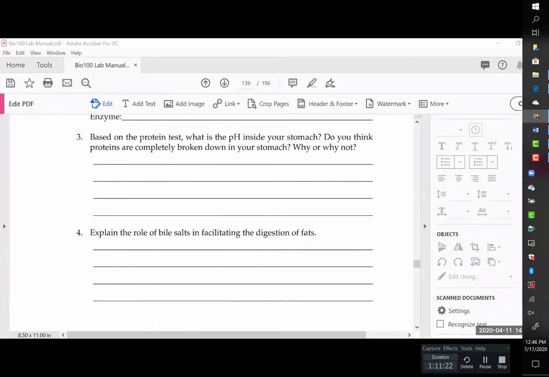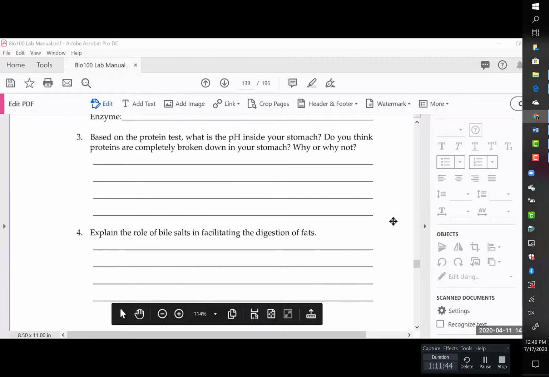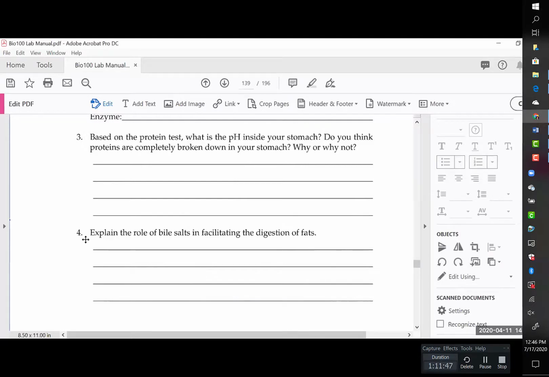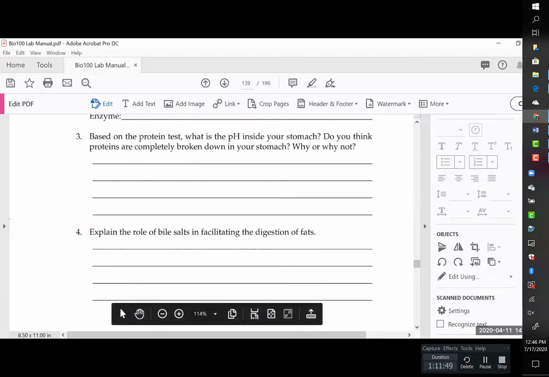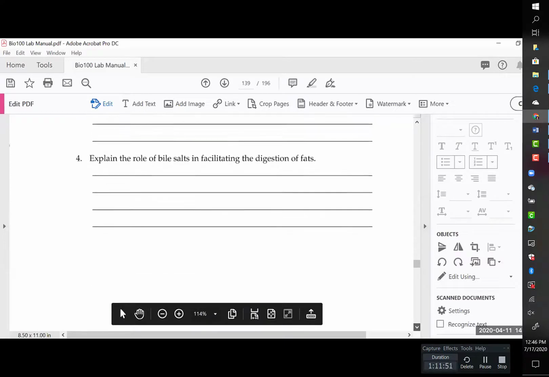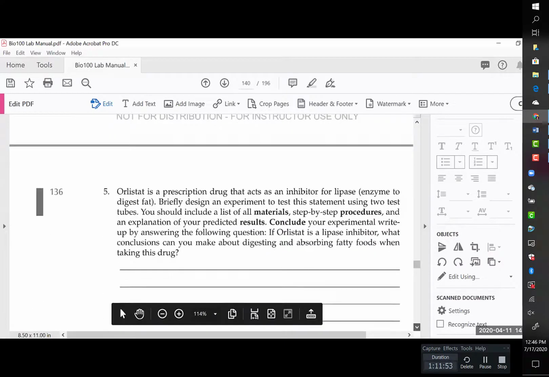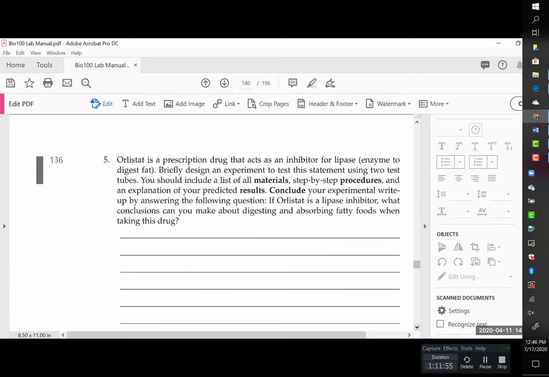And then explain the role of bile salts. With respect to bile salts, remember that bile salts emulsify lipids. That is their role, to emulsify lipids. And here's the big question. This is the one really where I'm going to spend most of my time grading this lab report. I'll read the statement to you, and then I'll tell you what I want you to do with this one.